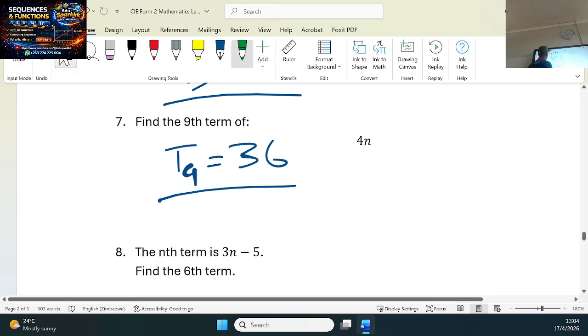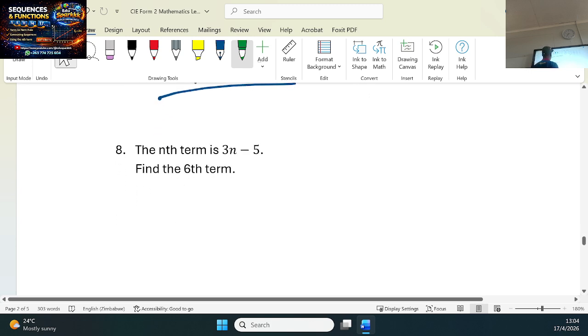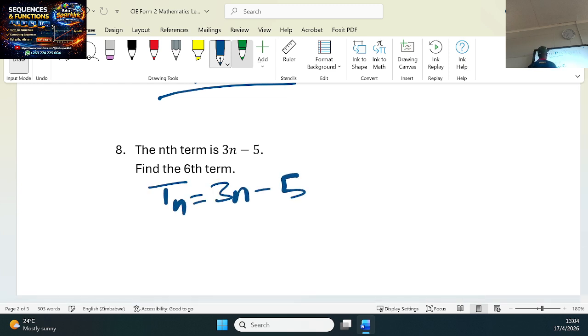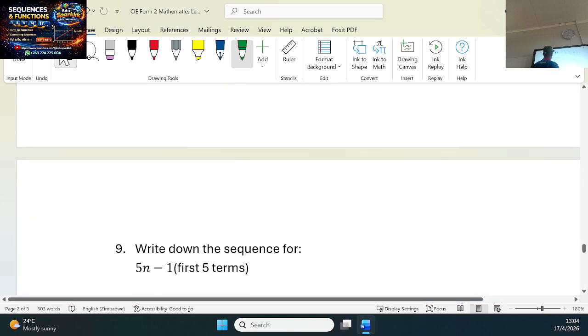Then moving on again, we have the nth term, which is the formula. So we are given Tn is equal to 3n minus 5. So n is the position. So when we say term 6, means where we have n is 6. 3 times 6, that's 18 minus 5. It gives us 13. So on position 6, we have 13.